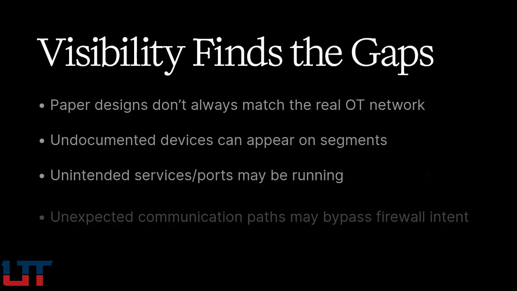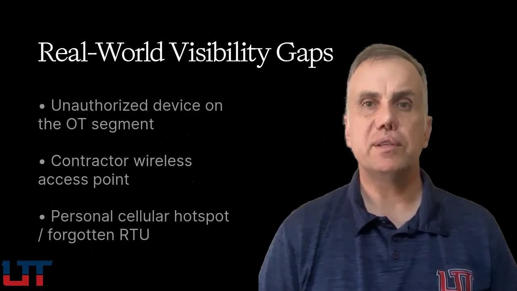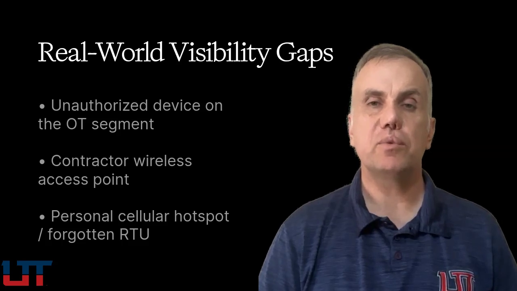You can design the perfect segmented network architecture on paper and still have a network that doesn't match that design. Devices present that nobody documented. Services running that nobody enabled intentionally. Communication paths that weren't in the firewall rules. Visibility is how you find the gap between what you think the network looks like and what it actually is. Consider a few real scenarios that occur in OT environments regularly.